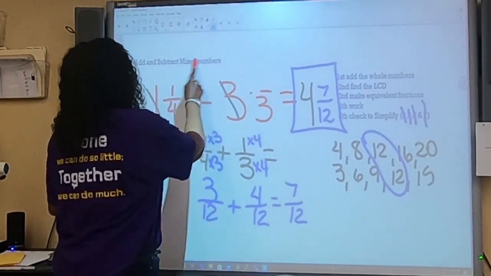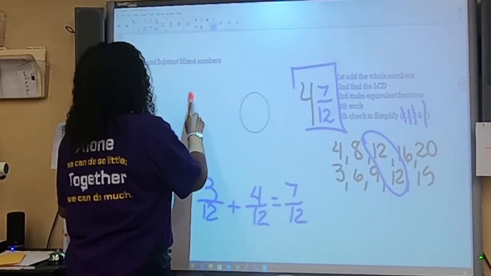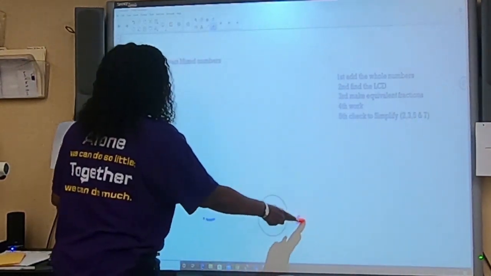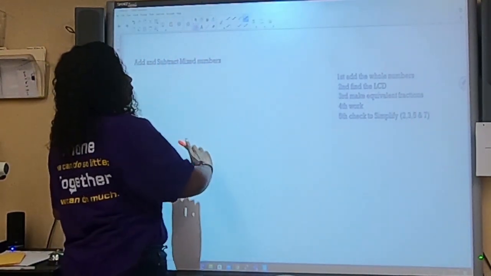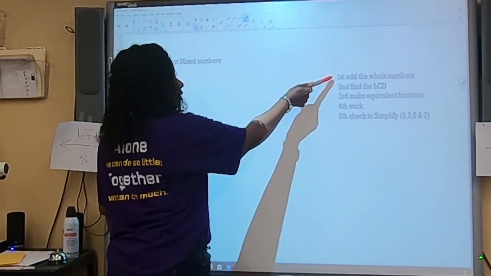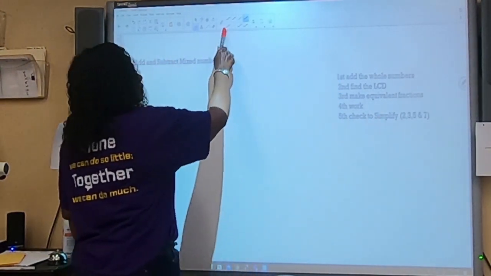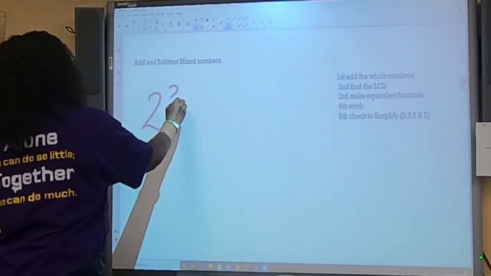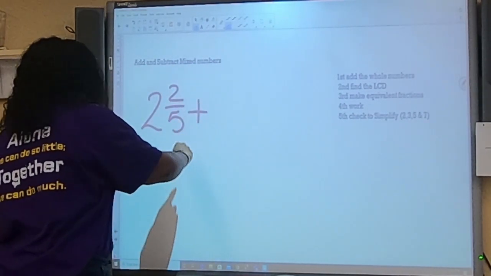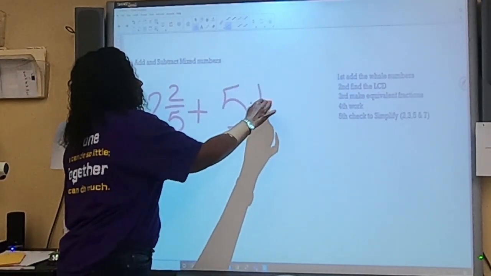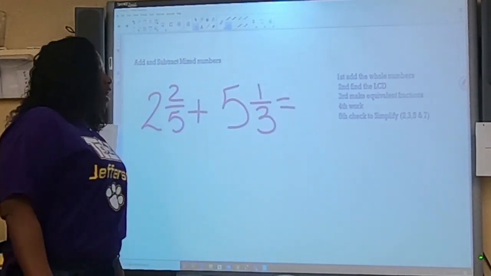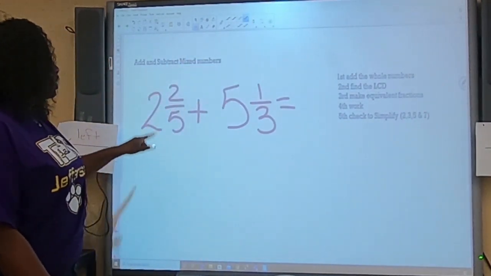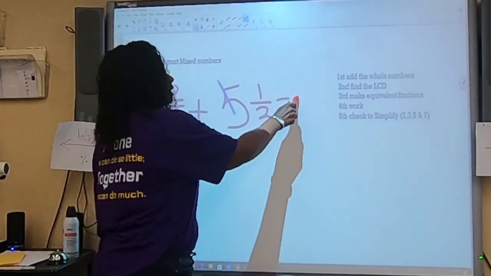Let's try another. Notice my steps did not change. Once I added a mixed number in there, I just added one extra step from the previous lesson. The only thing different is I added a whole number. Let's start with 2 2/5 plus 5 1/3. Starting with my step 1, it told me to add my whole numbers. Well, 2 plus 5 is 7.